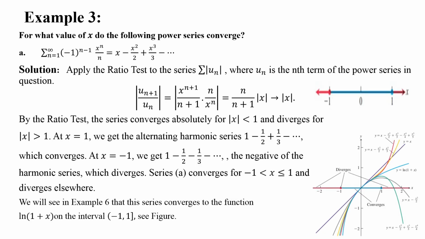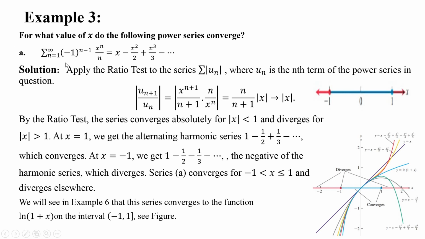Now there is another example. Example number 3. For what value of x do the following series converge? Now we have already considered 2 examples. Both of them actually turned out to be geometric series. Now there is an example. This is not a geometric series.